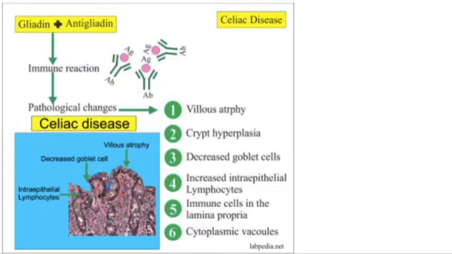Another disease is celiac disease, which is an autoimmune disease that causes villus atrophy and crypt hyperplasia. This is the crypt hyperplasia, decreased number of goblet cells, increased intraepithelial lymphocytes, immune cells, and cytoplasmic vacuoles.